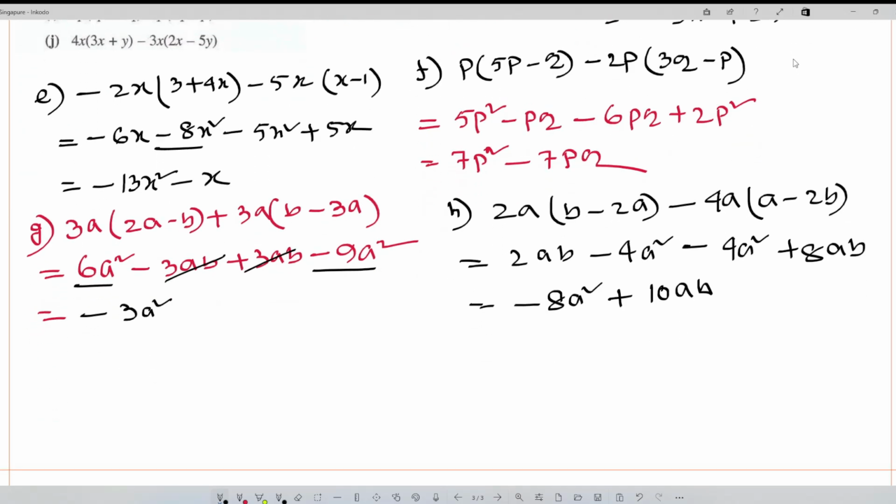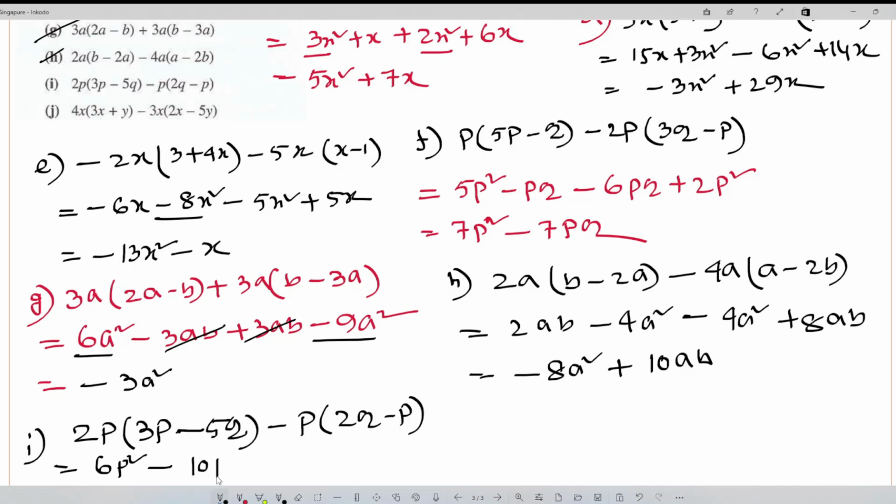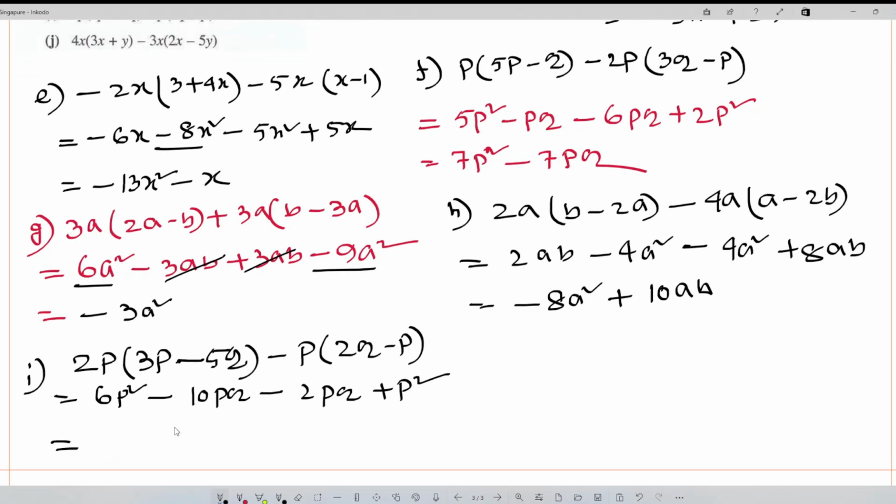Then number I: 2p times (3p - 5q) minus 5 times (2q - p). So 6p² - 10pq - 2pq + p². Then here is 6p² and here is p², which means 7p², and this one is -12pq, right? Number J.